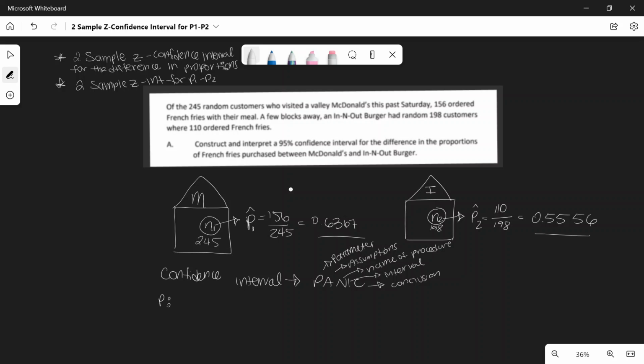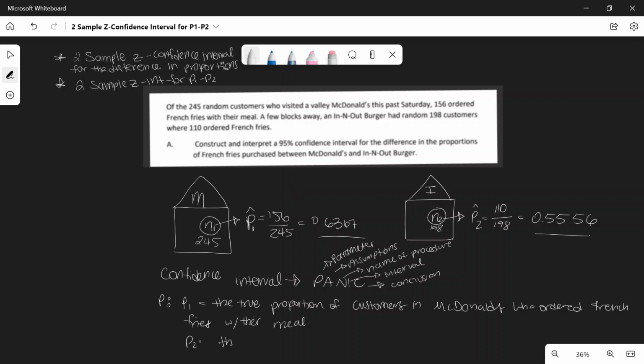So the parameters are basically the things that we're trying to estimate. They're from the population. So P1 is the true proportion of customers in McDonald's who ordered French fries with their meal. And then P2 is the true proportion.